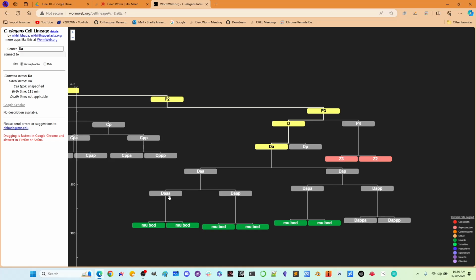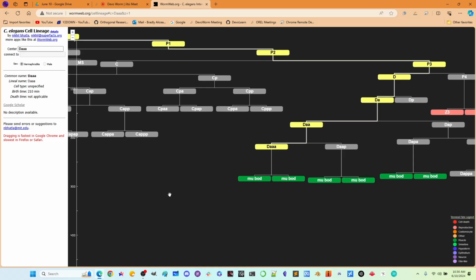This DAA is 3 divisions anterior, so when a cell divides, the cell either divides in the anterior or posterior direction. DAAA is 3 anterior divisions in that direction. Then at that point, we have DAA, which is born at 210 minutes, and it divides into 2 daughters. But those daughters are no longer developmental cells.